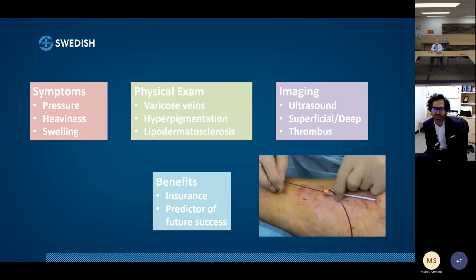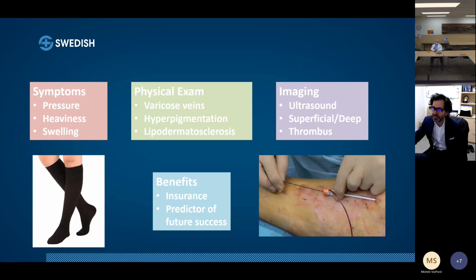Most patients don't show up with thrombus as opposed to reflux when they get referred. But if you have thrombus in the deep system, that's always a contraindication to treating the superficial system in terms of an ablation strategy. And the reason for that is if your deep system is compromised, when you close the superficial system, you're pushing everything into the deep system. And so you need to make sure that that's working and functioning appropriately.